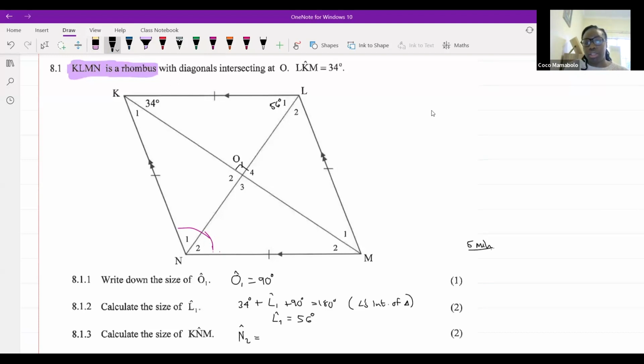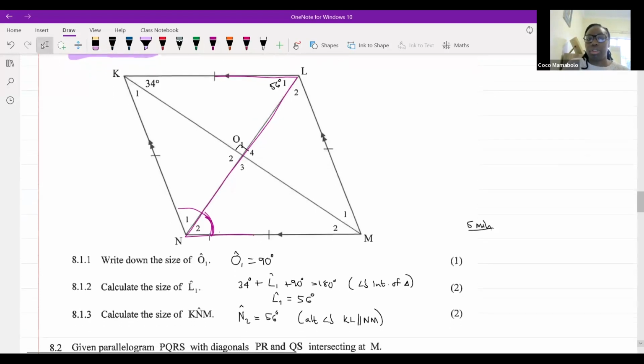N2 is equal to, that's correct, Lulani, 56 degrees because of alternate angles. I have to say KL is parallel to NM. We get it from this big Z, that one there.